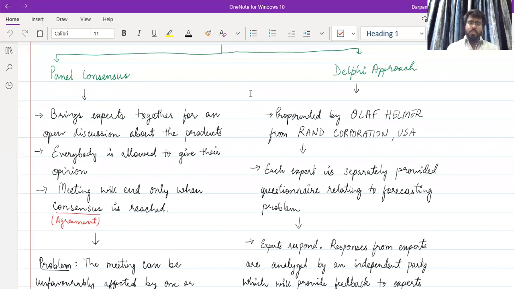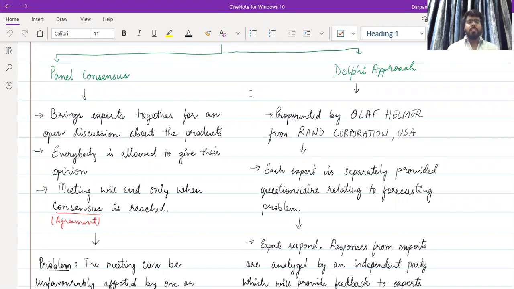But in a conference room, what will happen? You will immediately get affected by other people's responses. Here, everybody is answering individually. You're getting that questionnaire back to you. An independent authority will analyze that and send back responses to them saying that other people have said this, you have said this, what do you think about this? So if he wants to change his opinion, he can change it, and then when everybody is in consensus, that is when this procedure will end.